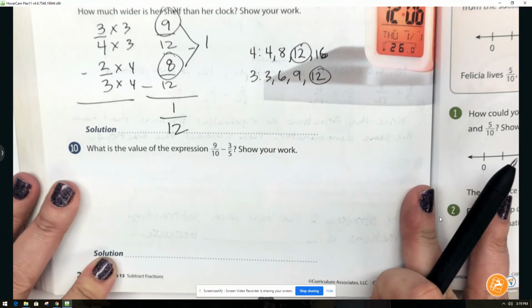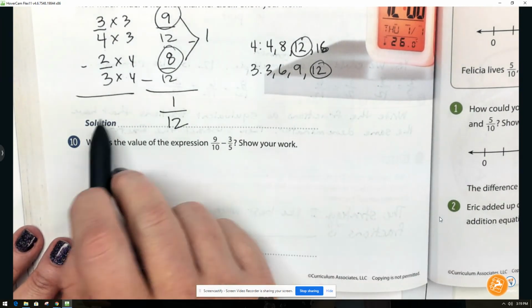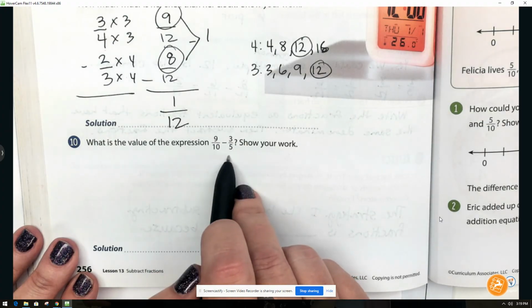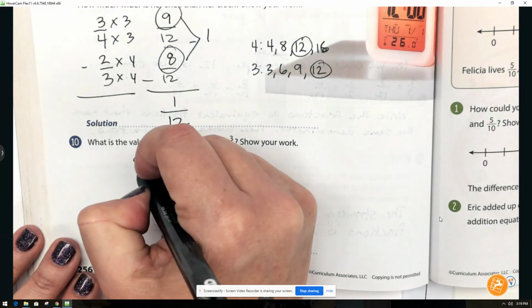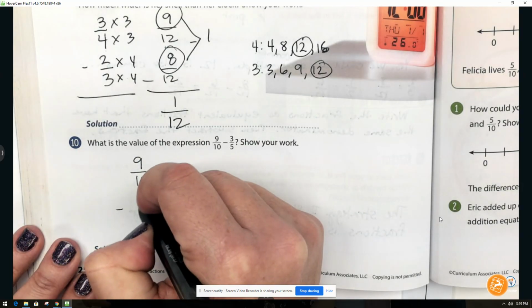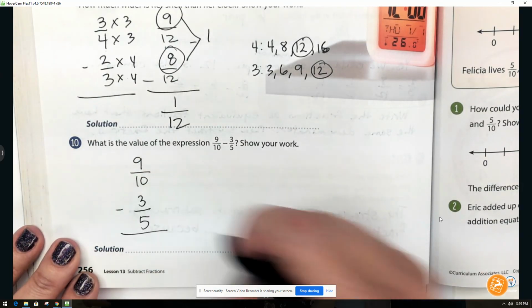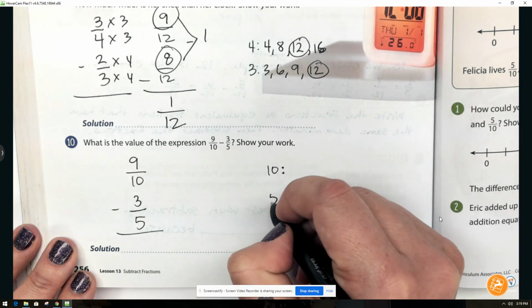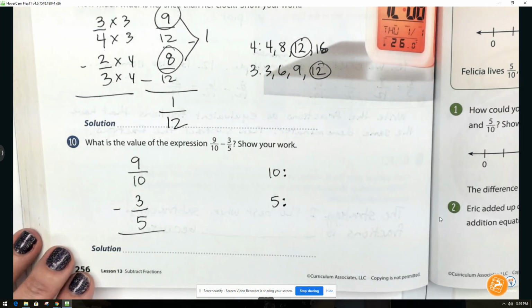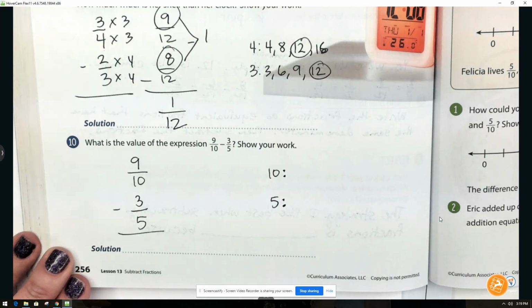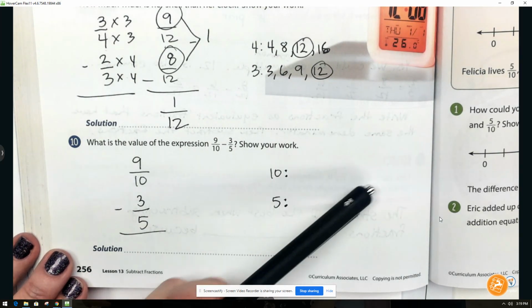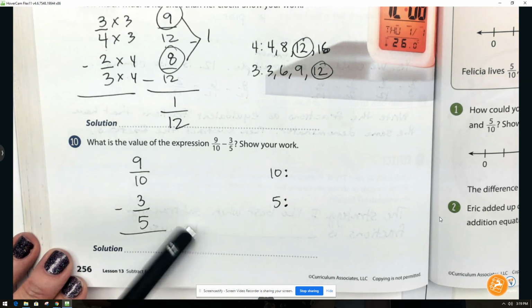I'll help you set up number 10, and then I want you to do number 10 on your own. What is the value of the expression 9/10 minus 3/5? Make sure that you find a common multiple between 10 and 5, and you might be able to look at that and tell immediately what it's going to be. Find the common multiple, make equivalent fractions, subtract your numerators, keep the same denominator.